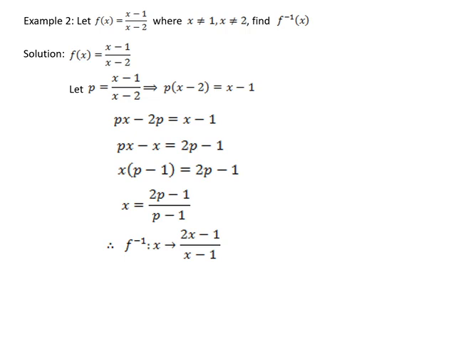Now we divide through by p minus 1. If we divide both sides by p minus 1, then we get s equal to 2p minus 1 over p minus 1. Therefore, f inverse of s now is 2s minus 1 over s minus 1. Why? Because anywhere you see p, just represent it as x. So that is f inverse of x. Here we have gotten the f inverse. That is the final answer there.